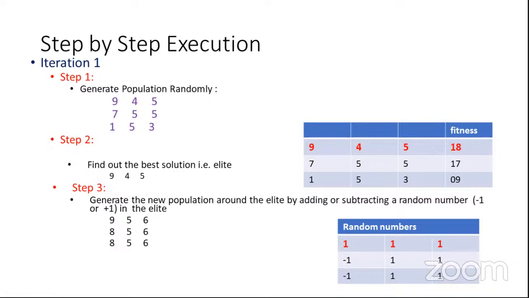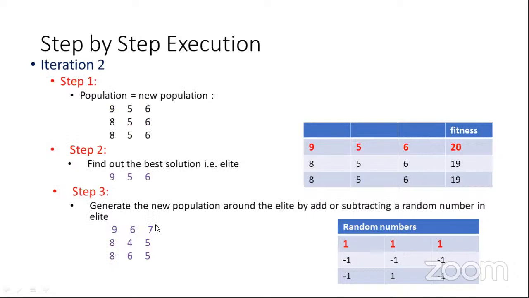After creating the new population, again, I will evaluate the fitness of my population. What's the fitness of the first candidate solution? It is 9 plus 5, 14, 14 plus 6, 20. So the fitness of the first candidate solution is 20. And the second candidate solution, 8 plus 5, 13, 13 plus 6, 19. And the fitness of the third candidate solution is also 19. Now, who is elite here? Elite will be the first candidate, this one, right? So elite will be 956. That is 14 plus 6, 20.